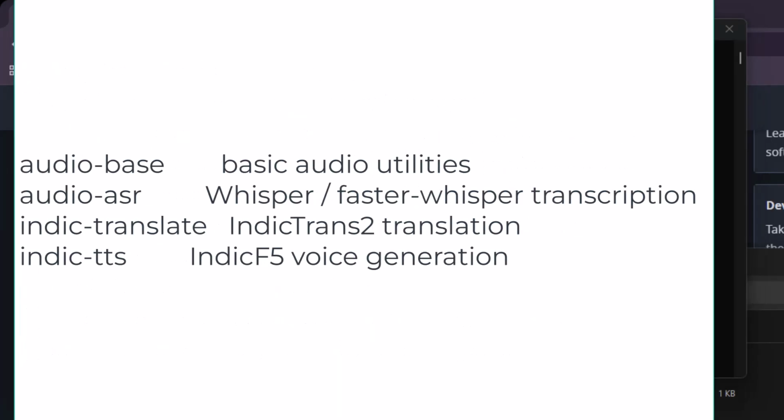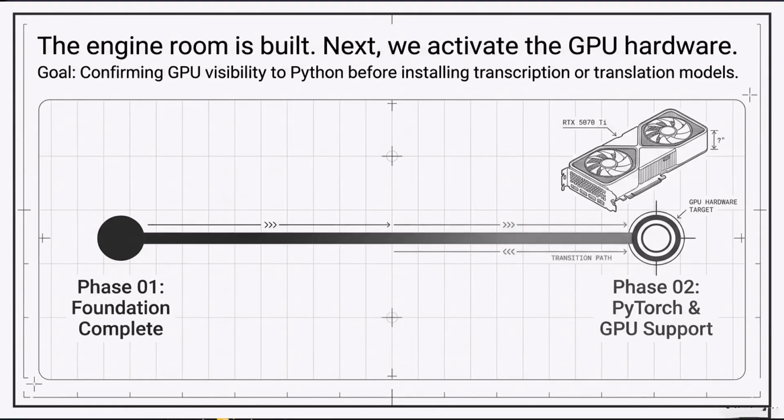Now for our future pipeline, we are going to use audio-base for our basic audio utilities. We will create an audio-asr environment for Whisper and Faster Whisper transcription. We are going to use an indic-translate environment for IndicTrans translation, and an indic-tts environment for Indic F5 voice generation. We are going to do this in our future sessions, but our very next session will be to install PyTorch with GPU support for our RTX 5070 Ti, and we are going to test it.